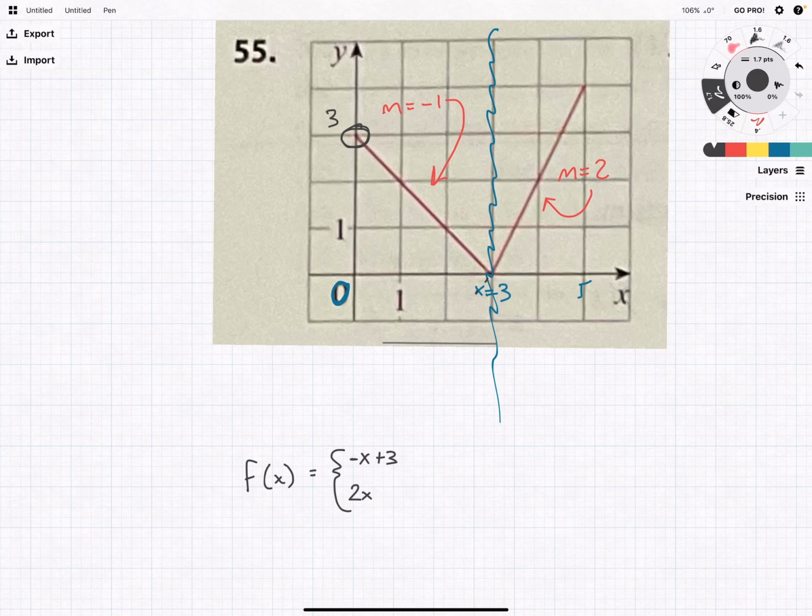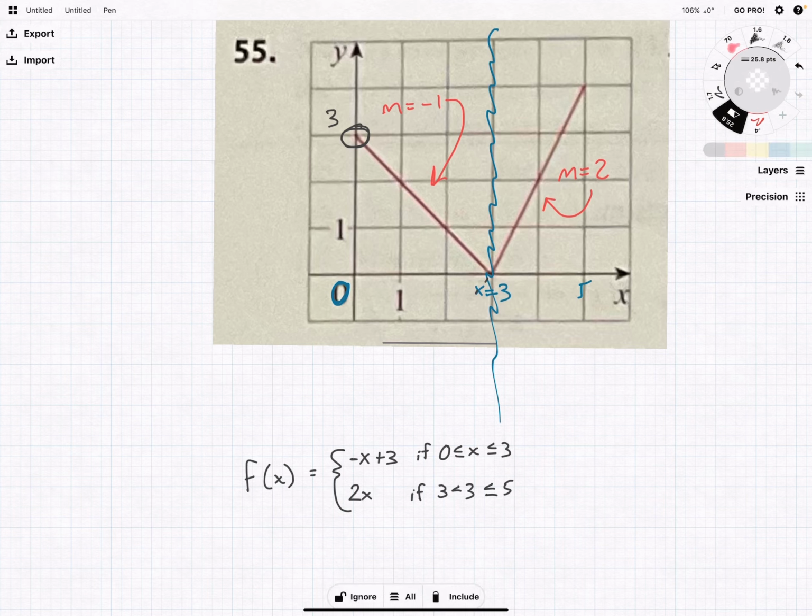Well, it looks like it'll be -x plus 3 if x is greater than or equal to 0, less than or equal to 3, or 2x if x is greater than 3, less than or equal to 5. And that's pretty much it. It looks like I wrote 3 twice on accident. That should just be an x.